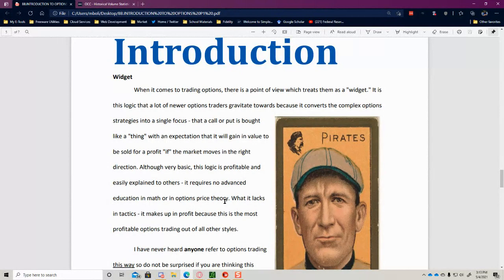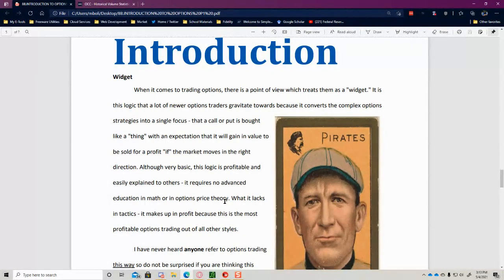And most people that are new to options look at options as a thing to trade. They don't care what the call represents. They don't care what it could be at expiration. They just care that, hey, it's worth $1 now, and I'm hoping to sell it for $2 later on. Or I'm buying a put now at this price, and I'm hoping to sell it later at this price. That's trading like a widget.